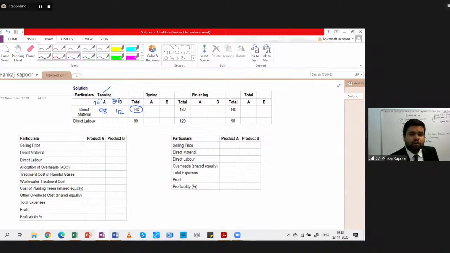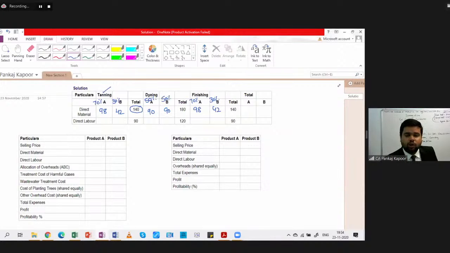Similar way, in the case of dyeing, the ratio is 50-50, and in the case of finishing, in the question itself, it is mentioned the ratio is 70-30. Okay, so now just distribute quickly along with me. It is 90 and 90, and this one is 98 and 42. Now also allocate the labor cost.